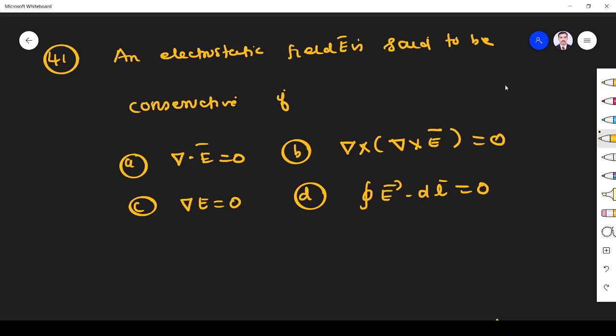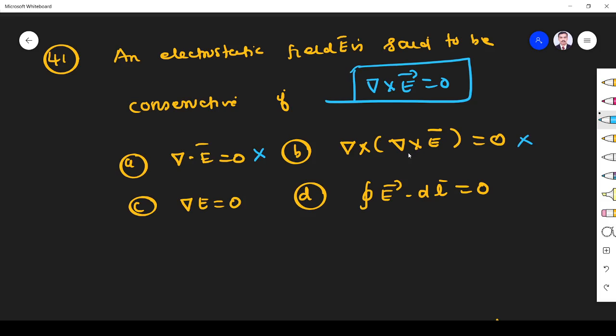The question is, the electric field E is said to be conservative. A field is called conservative if del cross E is equal to 0. Yes or no? The work done is independent of path. Here, where is del cross E? It is not there. But here we have E dot dl. The integral form of del cross E equal to 0 is the closed integral of E dot dl, right? So it indicates the curl of the electric field is 0. So the answer is option D.